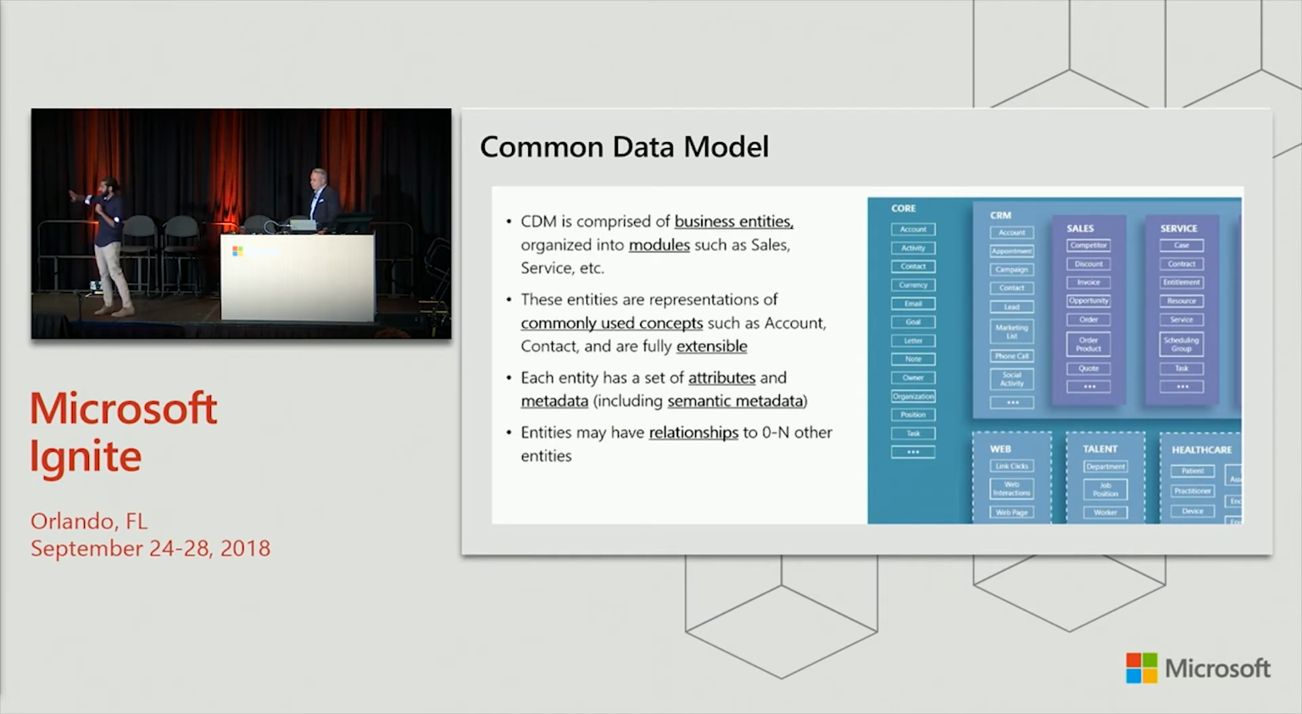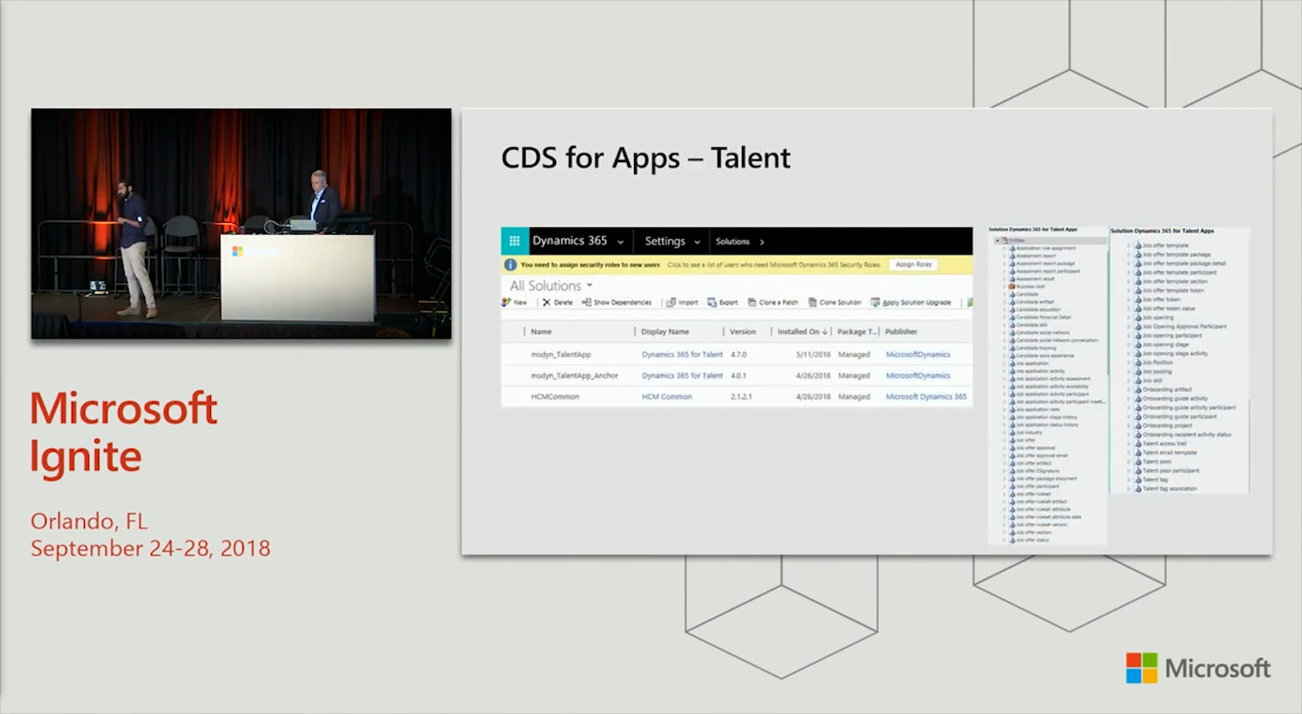Entities can have relationships. They have a bunch of attributes and metadata, which you'd expect from a typical data model. But this is the common data model, and this is what it represents for all of Dynamics. But for Talent, it manifests itself in this form.